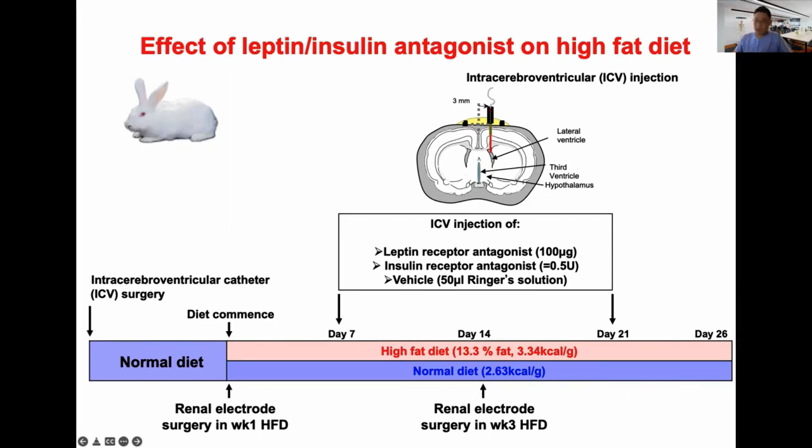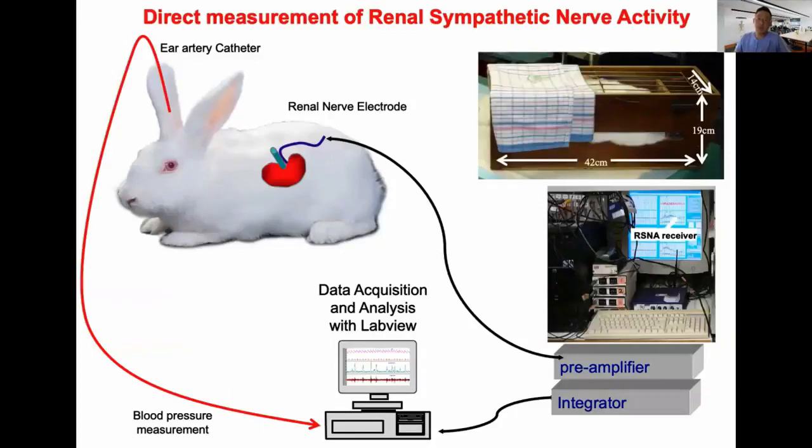and they also received the surgical implantation of the renal nerve electrode. Now, this is to measure the sympathetic nerve activity in conscious animals. So the unique technique we have is measuring this blood pressure and sympathetic nerve activity in conscious animals, which provides more accurate and real-life physiological changes in the animal.